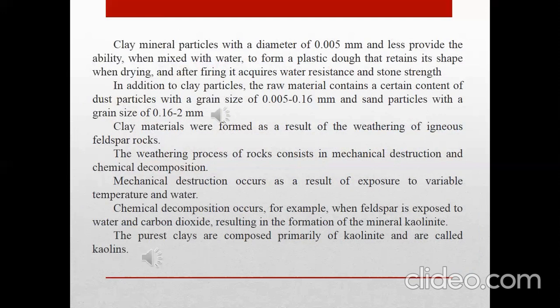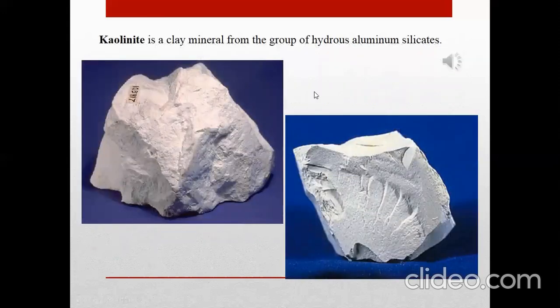Clay materials were formed as a result of the weathering of igneous feldspar rocks. The weathering process of rocks consists in mechanical destruction and chemical decomposition. Mechanical destruction occurs as a result of exposure to variable temperature and water. Chemical decomposition occurs, for example, when feldspar is exposed to water and carbon dioxide, resulting in the formation of the mineral kaolinite. The purest clays are composed primarily of kaolinite and are called kaolins. Kaolinite is a clay mineral from the group of hydrous aluminum silicates.